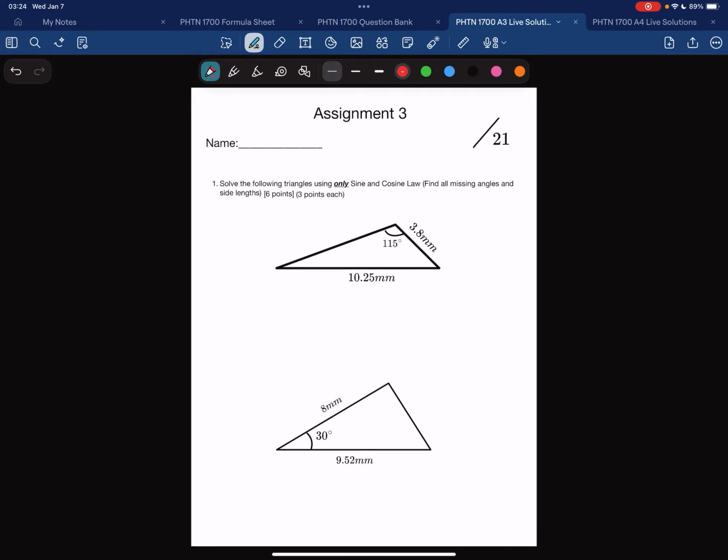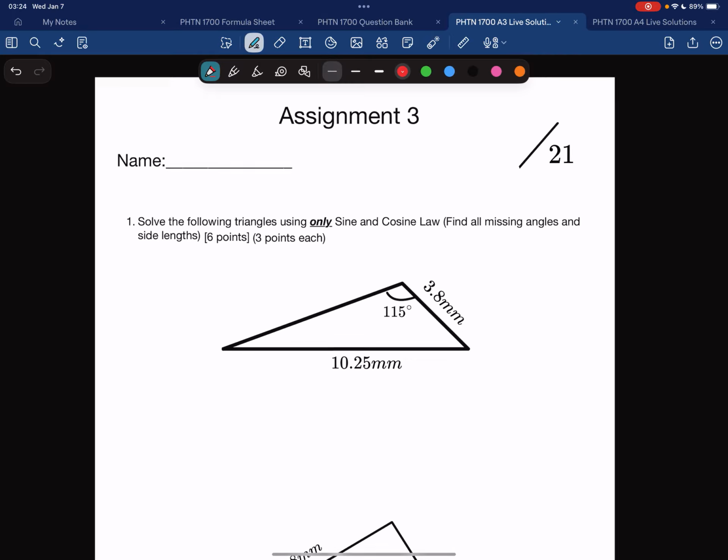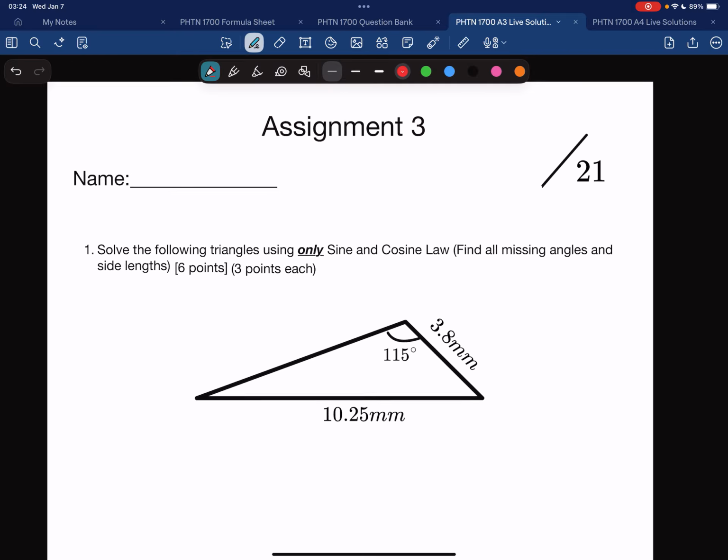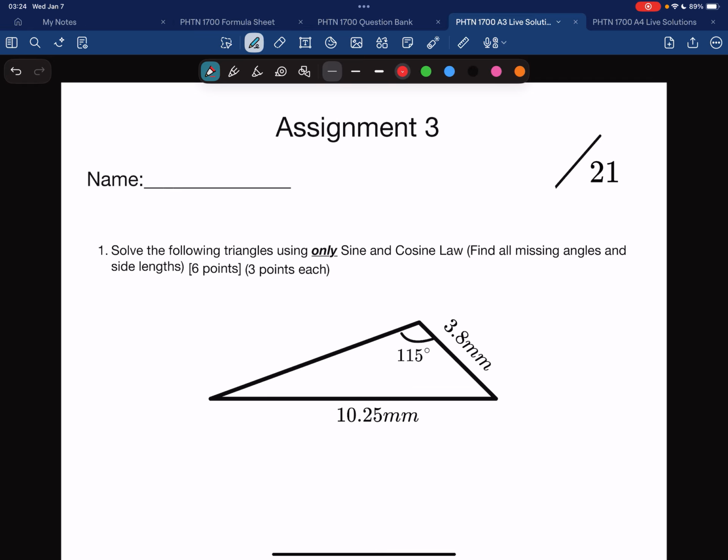Hello, this is the assignment 3 solutions. Question 1, solve the following triangles using only sine and cosine law. Find all missing angles and side lengths, 3 points each.